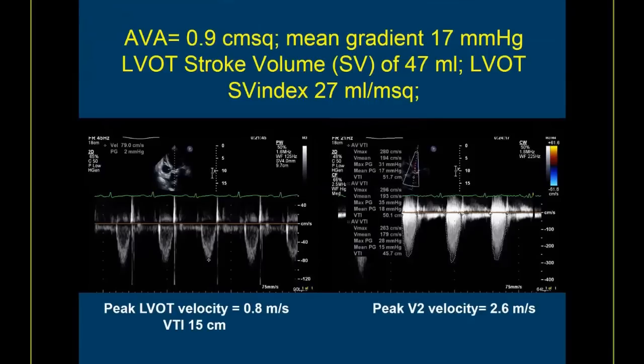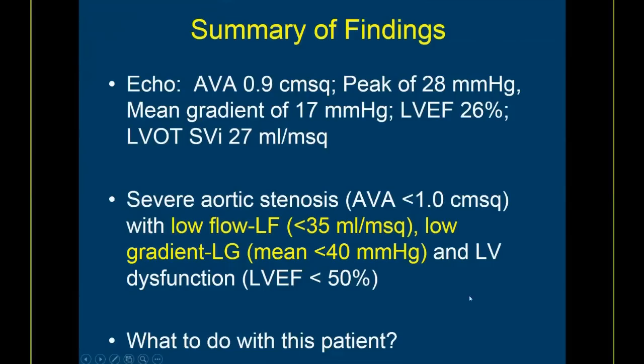In regard to her aortic valve indices, you had an aortic valve area that calculated out to 0.9 centimeters squared. You had a mean gradient of only 17 and a peak velocity of only 2.6 meters per second. In this case, we calculated the LVOT stroke volume, and she had a stroke volume index of 27 mL per meter squared. So this is a summary of her echo findings, which I just went over. She has low flow, low gradient, severe aortic stenosis with LV dysfunction, with an LVEF less than 50%.